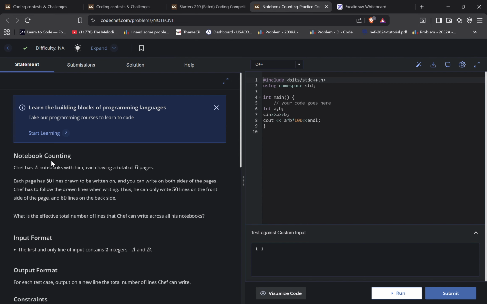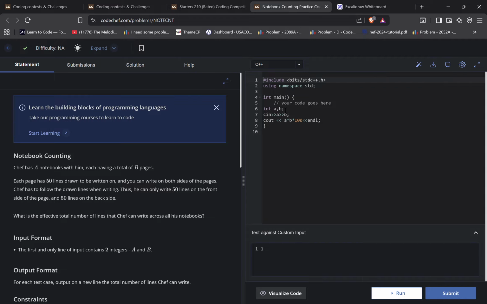This is the first question, notebook counting. So basically, Chef has A notebooks, each has B pages. Each page has a front side and a back side, and each side has 50 lines drawn on it. So total there are 100 lines on one page. There are B pages, and A number of books. So we just simply multiply A into B into 100 to get the final answer.